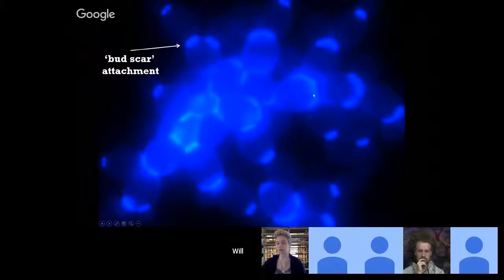And it turns out that daughter yeast cells are produced on one pole of the mother cell. So let's consider this mother cell. It's produced these 3 daughters here.